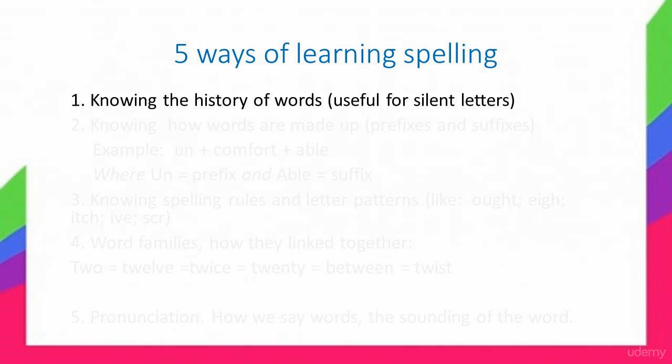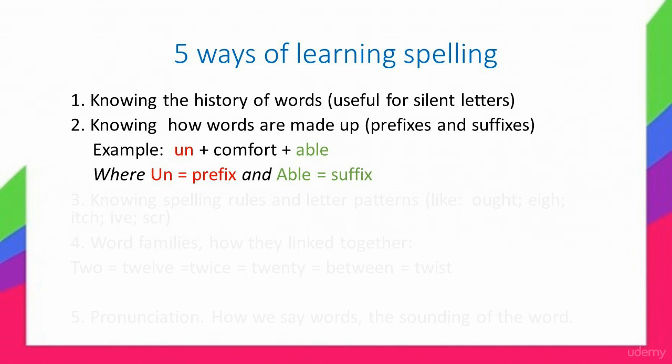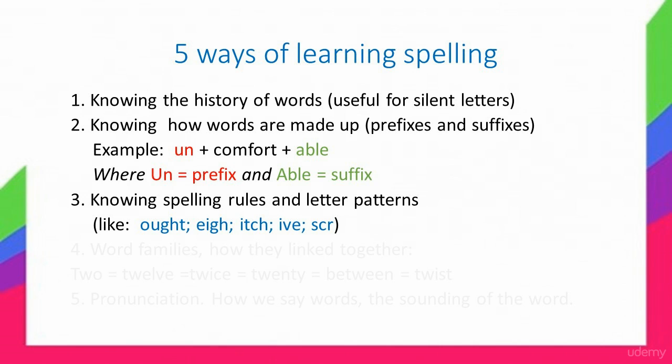1. Knowing the history of words, useful for silent letters. 2. Knowing how words are made up, the prefixes and suffixes. Example, comfort, able is uncomfortable, where un is the prefix and able is the suffix. 3. Knowing spelling rules and letter patterns, like OUGHT and EIGH, ITCH, IVE, and SCR.